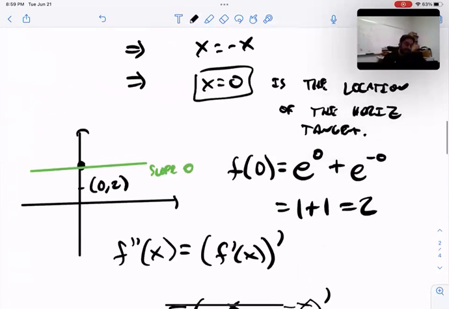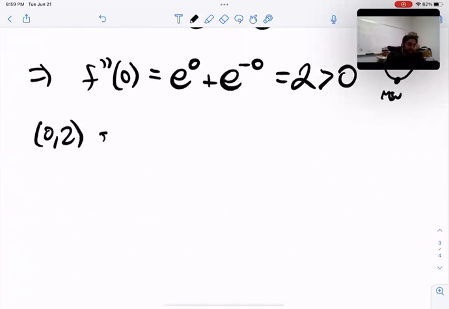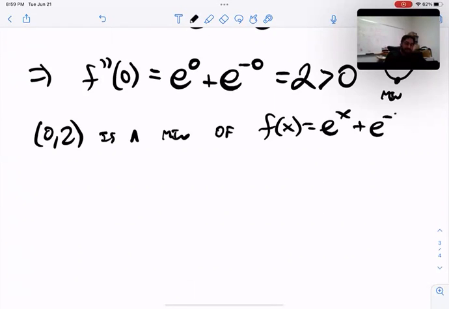And in fact, I know that locally, at least nearby, it's going to look like x squared. It's going to look like a little upward facing parabola near that point, because I knew the first derivative was 0 and the second derivative was positive. That tells me that near that point, I'm going to get an upward facing parabola. So there we go, now I did it. I classified this as a min. So that tells us that (0, 2) is a min for the function f of x equals e to the x plus e to the negative x.